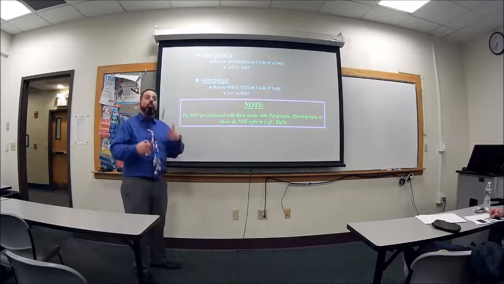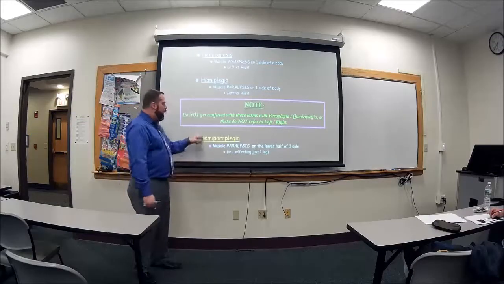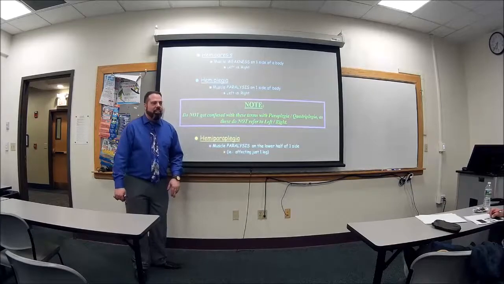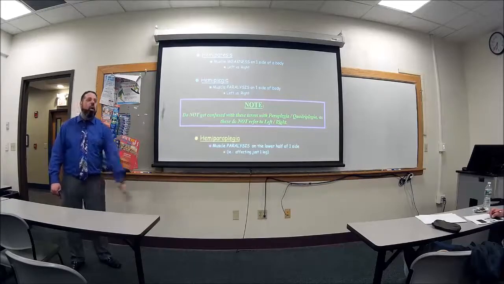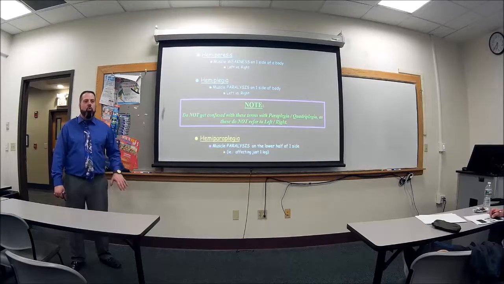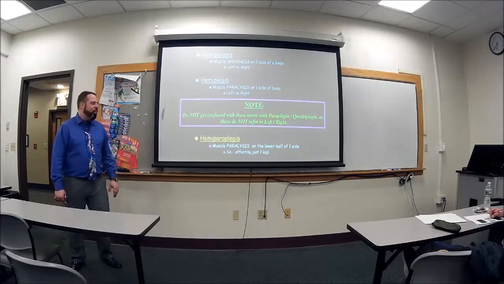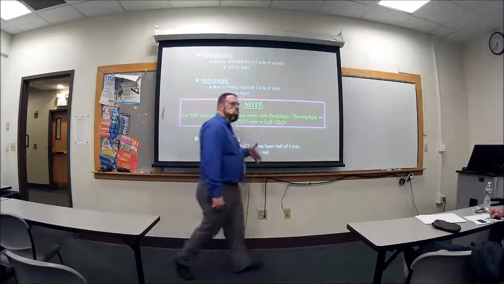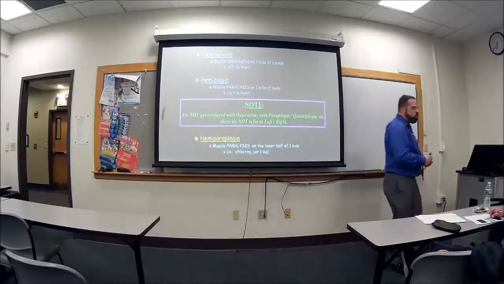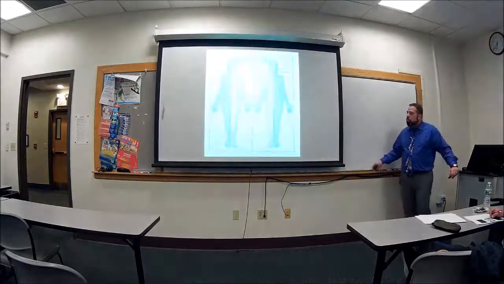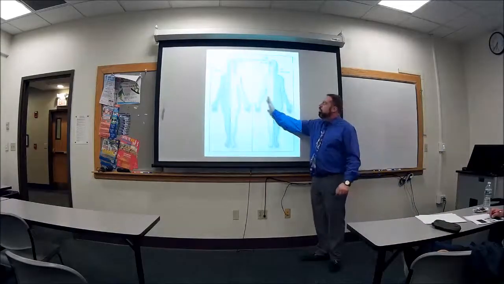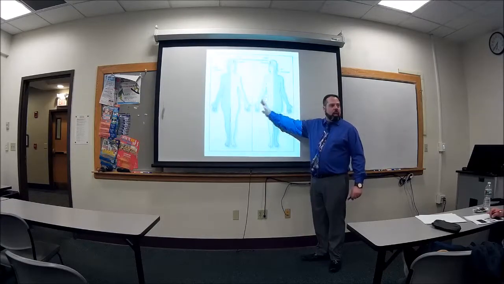Then it gets a little bit more complicated because you could have hemiparaplegia. This is where you're going to have muscle paralysis on the lower half of one side. In other words, you can't move one leg, all right? So these terms, when you see these in your nursing notes and when you see these pictures, you have an idea of what to expect. Right? So again, when we're dealing with hemiparesis or hemiplegia, we're talking about left and right.